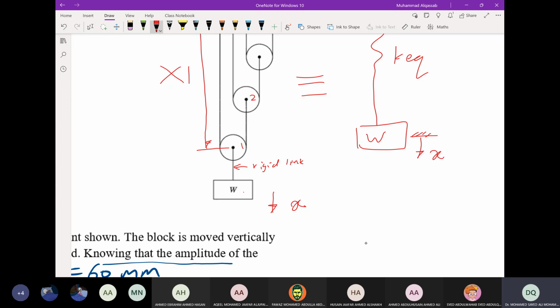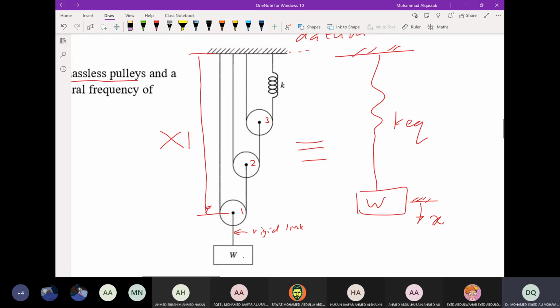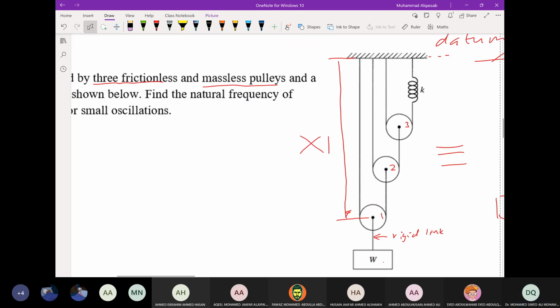This is pulley number two, and this is pulley number three. We don't have more. With the rigid link, pulley number one and the weight are one object. So if you find x1, it is also x for the weight. Okay, so the position of pulley one is x1.